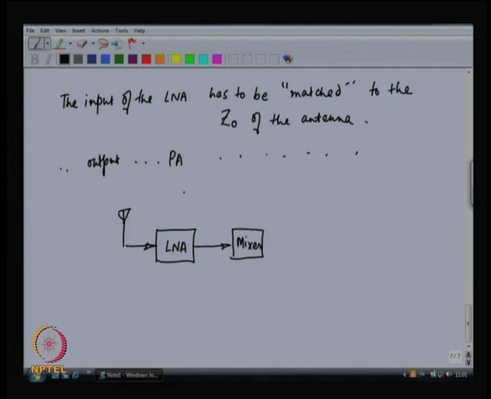What has to be done between the mixer and the low noise amplifier? First of all, this handing over is going to happen through a transmission line, through a wire. A wire is a waveguide, a transmission line. Okay. What needs to happen is that the output impedance of the low noise amplifier has to be equal to the characteristic impedance of this wire, and that in turn has to be equal to the input impedance of the mixer.